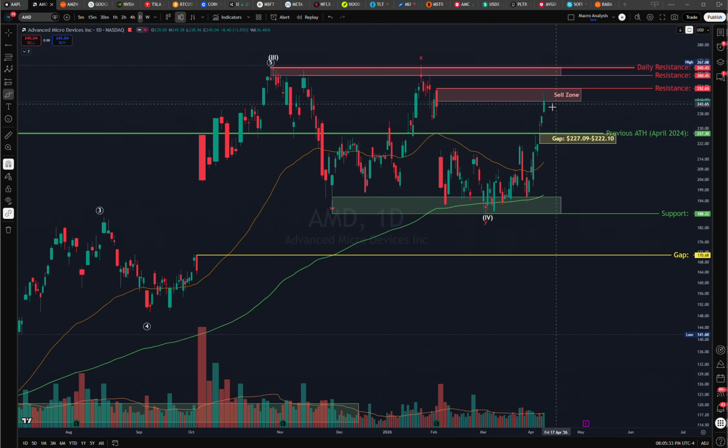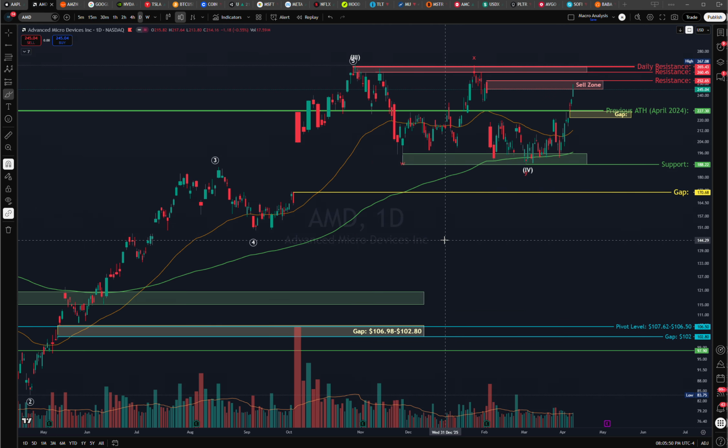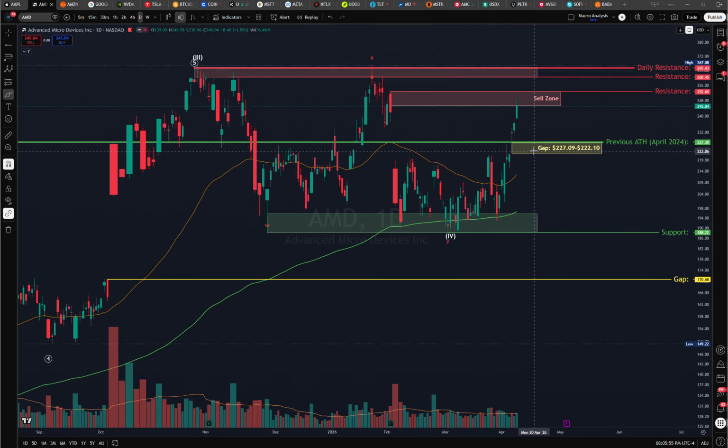The alternative for AMD, obviously the most bearish case scenario, is you roll over and you fill this gap all the way at the bottom here. This would be the most bearish case scenario for AMD. Not sure if this is likely, but never say never, because that's possible. But for now, not a stock I would go long on at the moment. I want to see some sort of reaction to fill this gap at the bottom here in AMD.